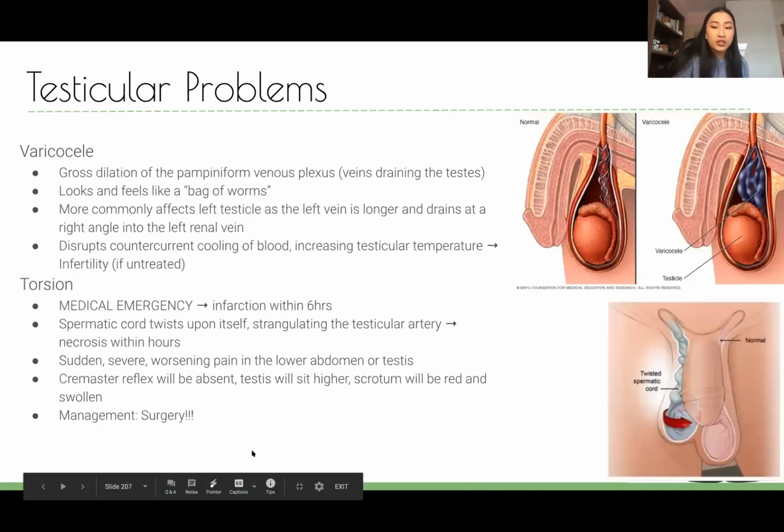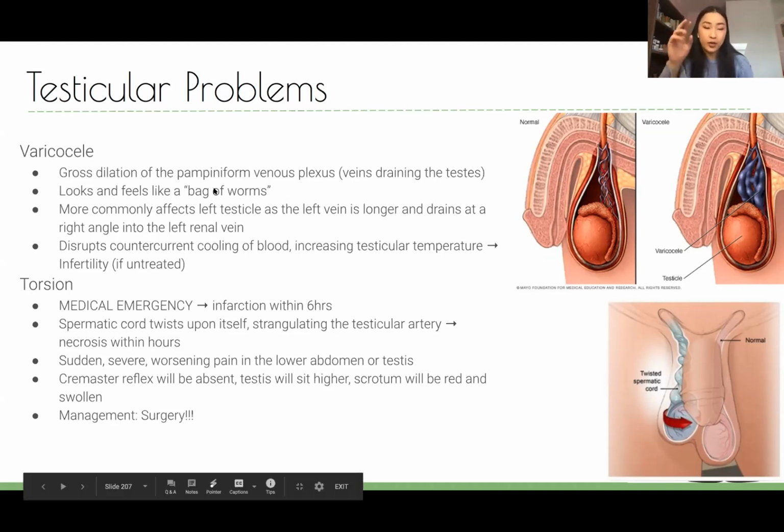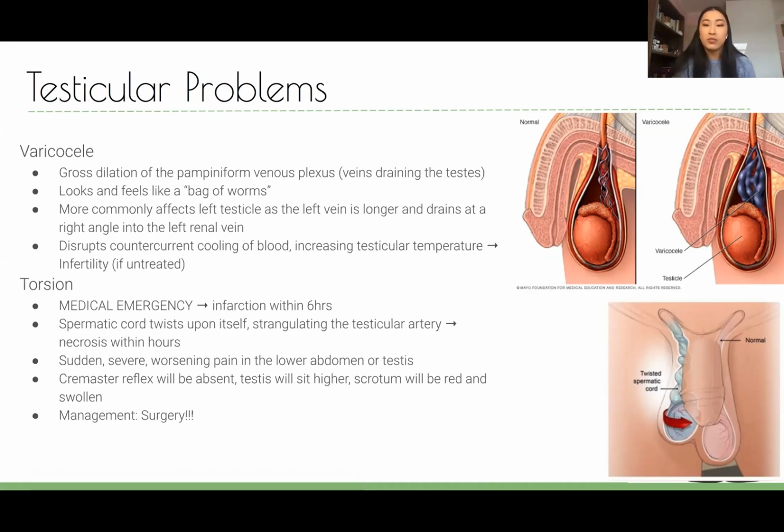Testicular problems. So there are a lot of testicular problems essentially, but I think these are the two most important ones to know about, or the two most common ones to really think of. So varicocele, this is your bag of worms as they describe it. It's dilation of this pampiniform venous plexus here, the veins that are responsible for draining the testes. So if they get blocked, the blood pools in here and it causes this bag of worms feeling, apparently.